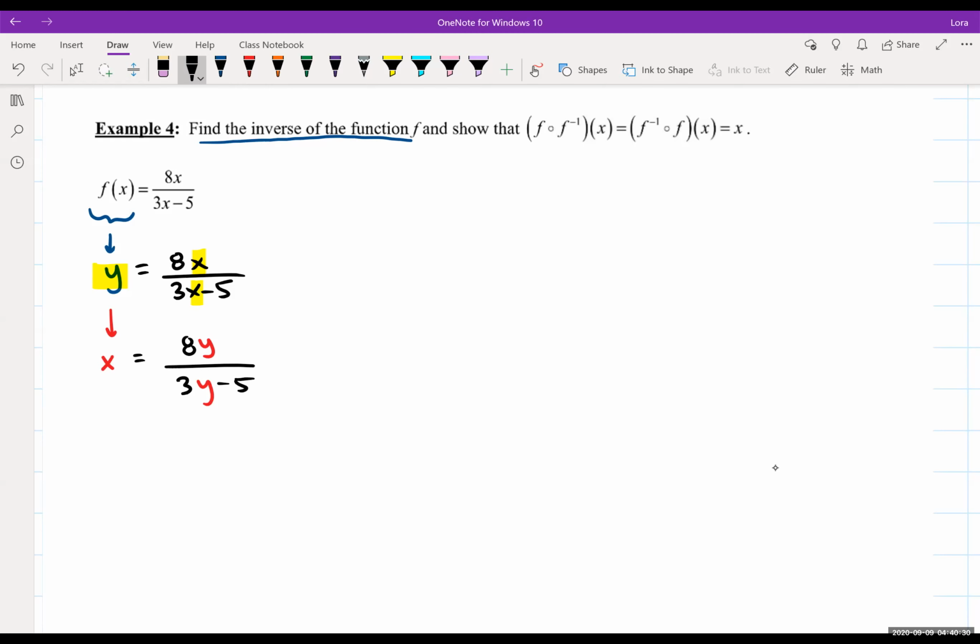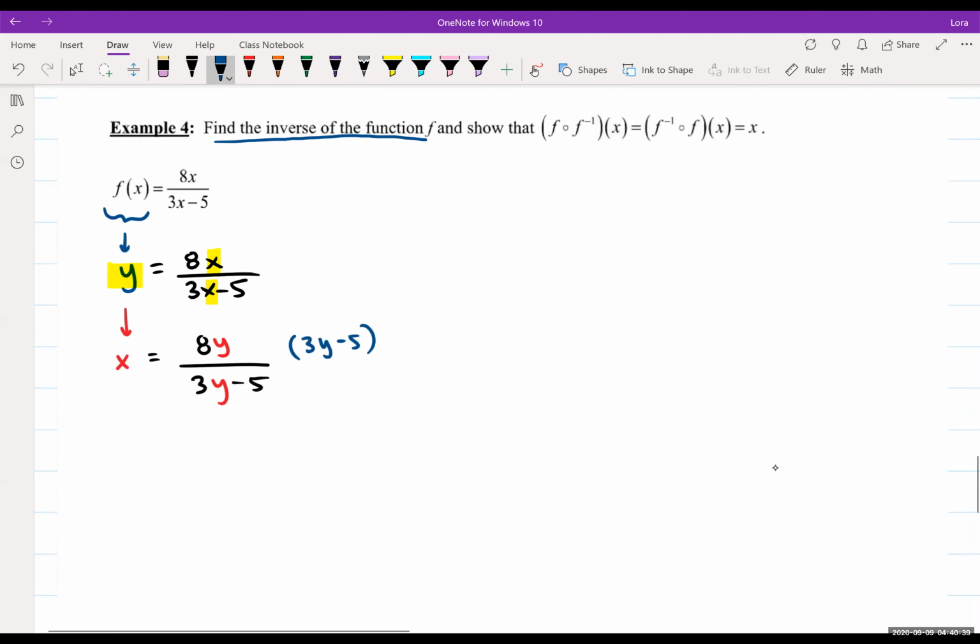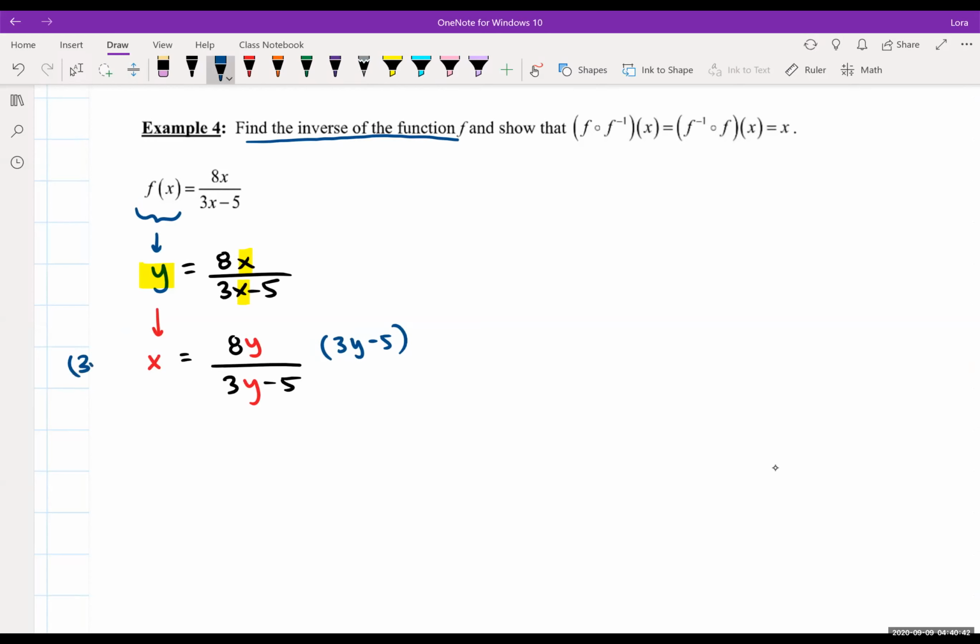This is a rational equation. So we'll take our time and we can multiply both sides of the equation by the LCD, which is 3y minus 5 on both sides. I'll move over just a little bit so I can fit that in.